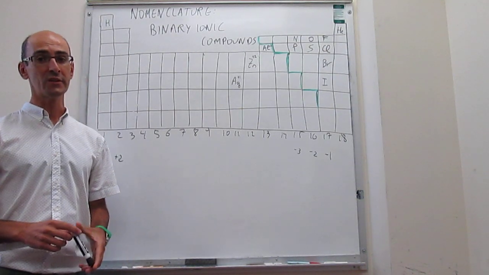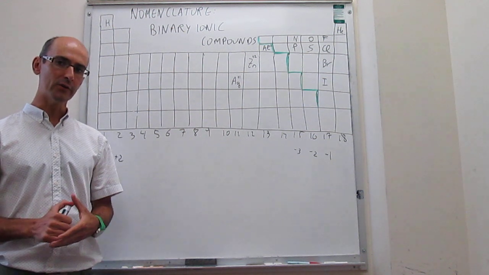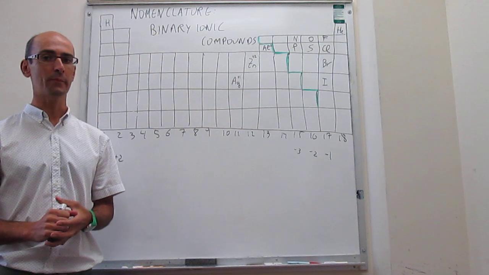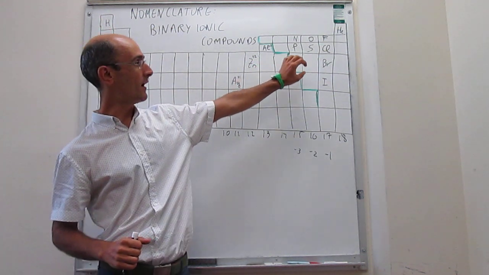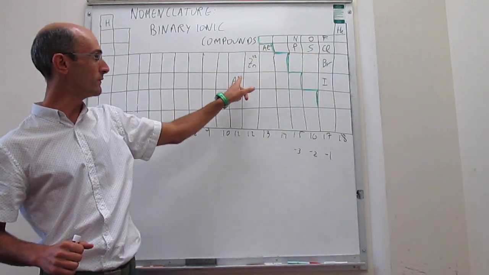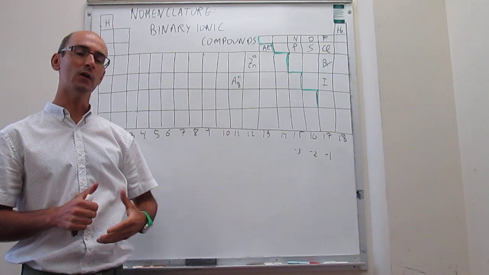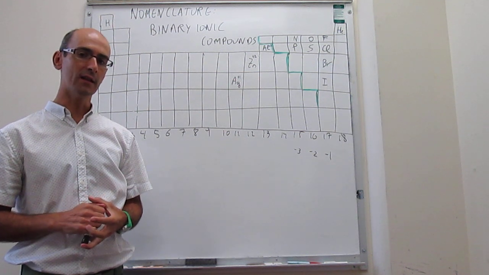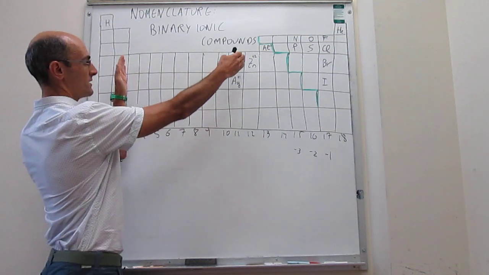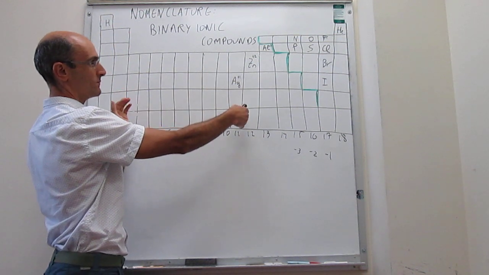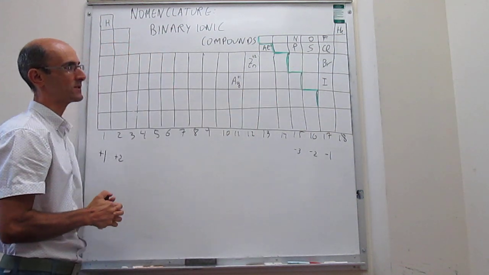In this video, we continue to learn how to name binary ionic compounds. In the prior video, we learned how to name binary ionic compounds formed between main group cations and anions, with a few exceptions. In this particular video, we continue with this description by learning how to name binary ionic compounds between transition metal atoms, which will form cations, and then those anions.